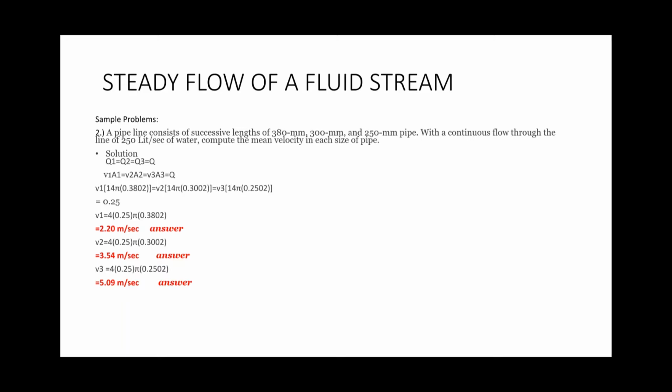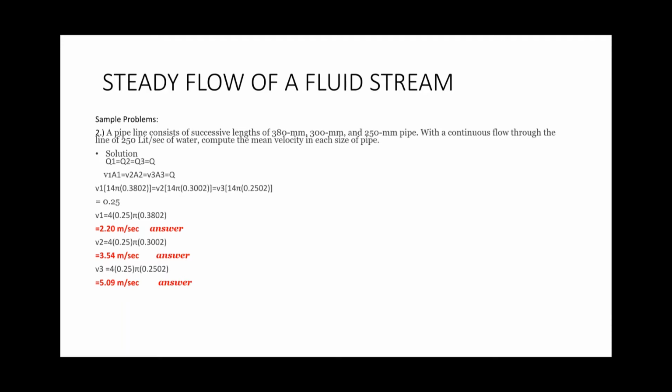Here is another example. A pipeline consists of successive lengths of 380 mm, 300 mm, and 250 mm pipe with a continuous flow through the line of 250 liters per second of water. Compute the mean velocity in each size of pipe.